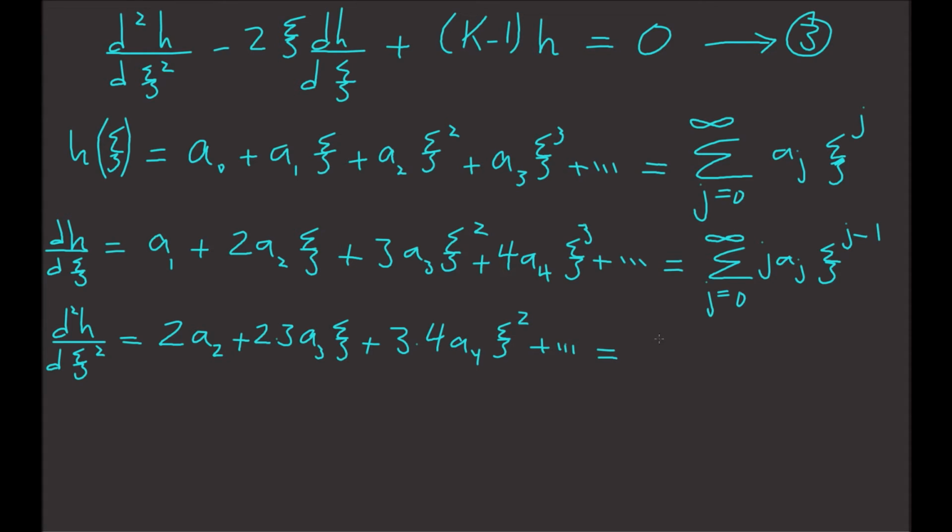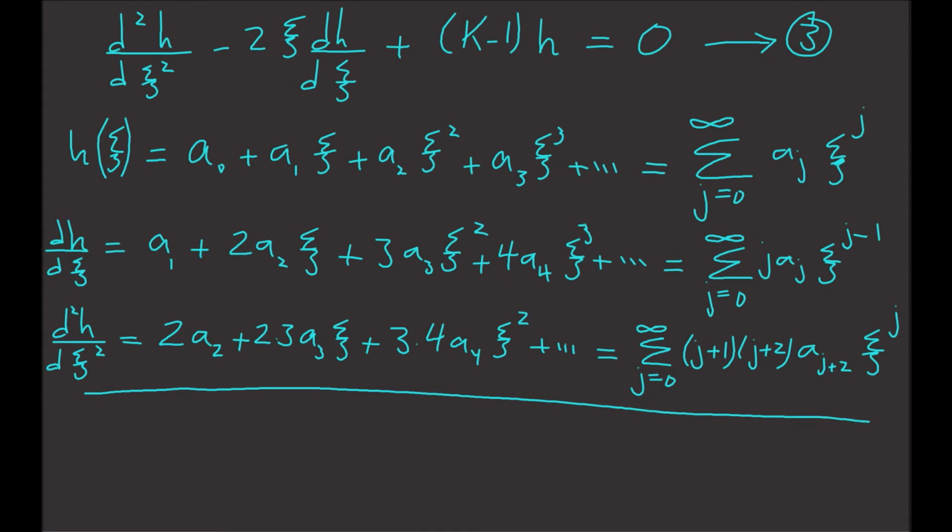So this gives us the summation when j starts from 0 all the way to infinity of j plus 1, this is the first number, times j plus 2 times a sub j plus 2 times squiggly to the j. Correct? So now we're going to take these and plug them back into equation number 3.